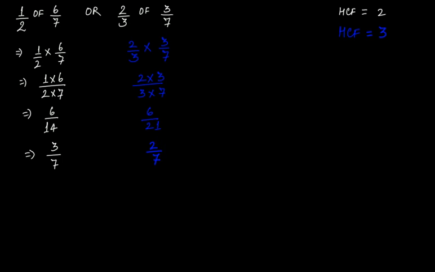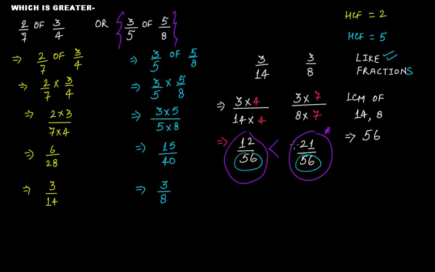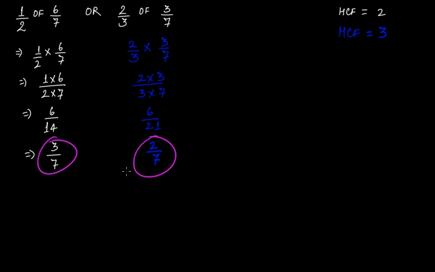Now you can see the importance of converting fractions into their simplest form. This is 3 by 7, this is 2 by 7. We already have two like fractions, right? In the previous case, even after finding the simplest form of these two fractions, we had to convert them into like fractions. But in this case, just by simplifying, we got two like fractions. Now we can compare. So we have 3 by 7 and we have 2 by 7.